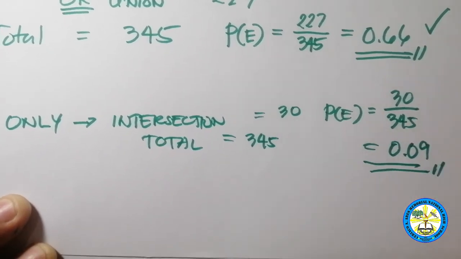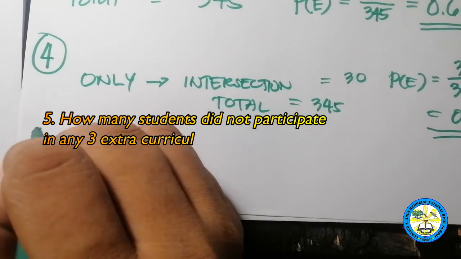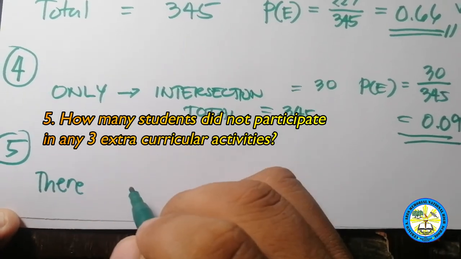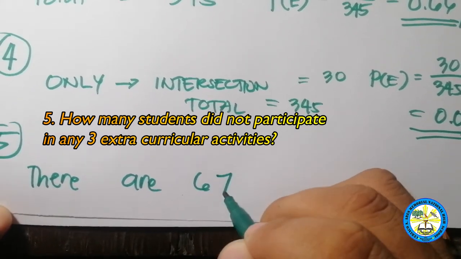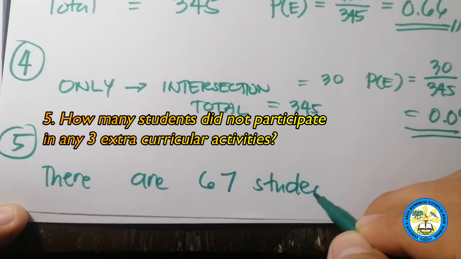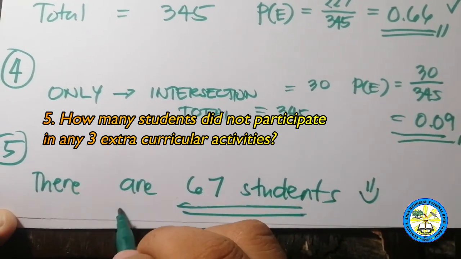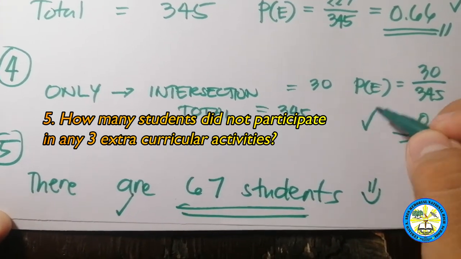And for number 5, how many students did not participate in any of the 3 extracurricular activities? There are 67 students. We can say that they are still included in the sample space since we are talking about the total number of students.